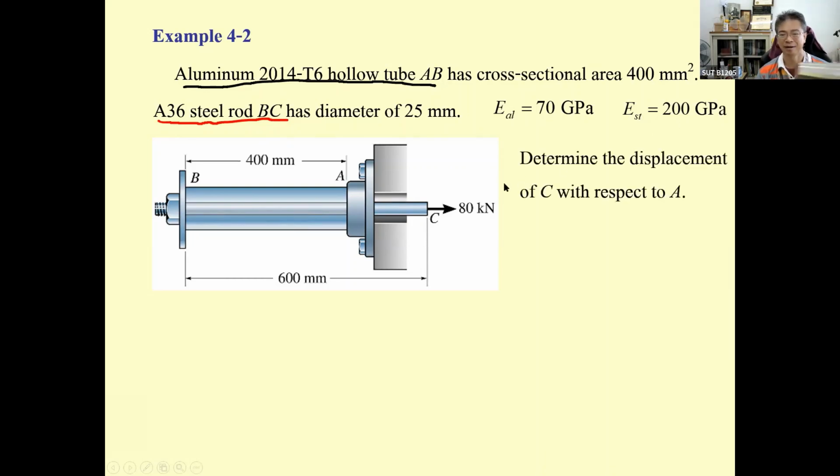Okay, and then the load is subjected to 80 kilonewton. When the load is subjected to 80 kilonewton, the rod BC for sure is going to be in tension. You pull the rod, you pull the rod. The rod is going to move, and then when the rod moves, the rod will take this portion. Since at point A, the end of this tube is fixed, when the rod moves, the rod will make the hollow tube contact.